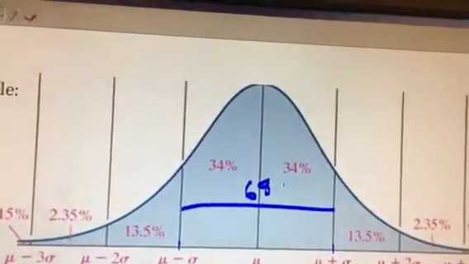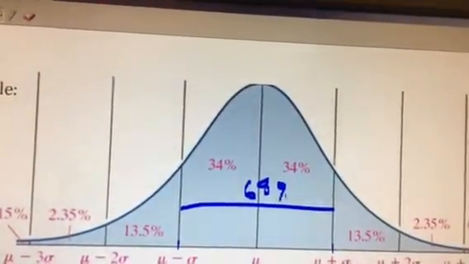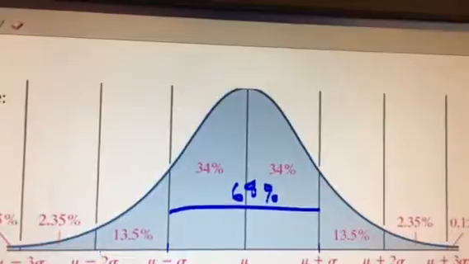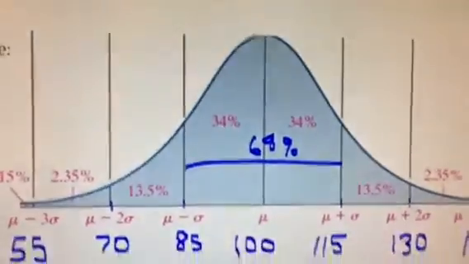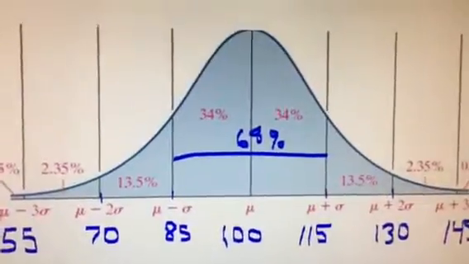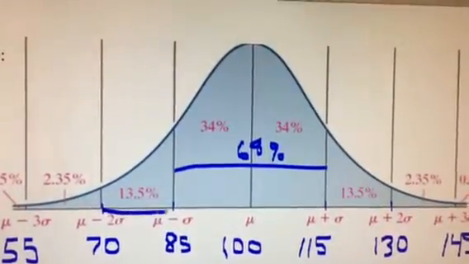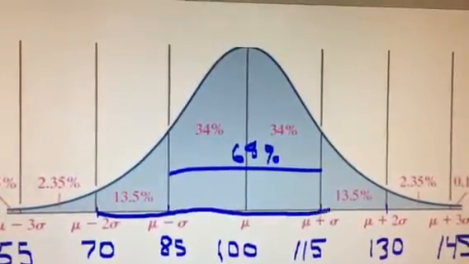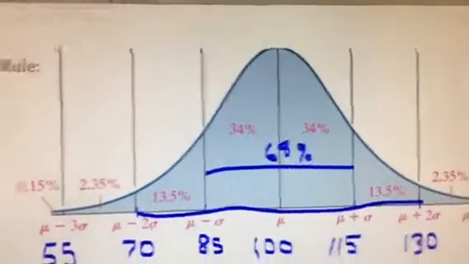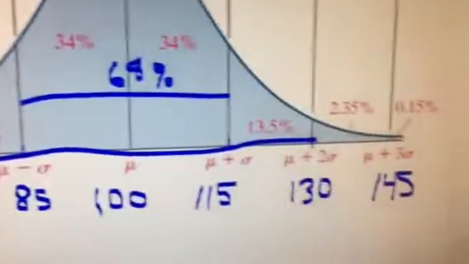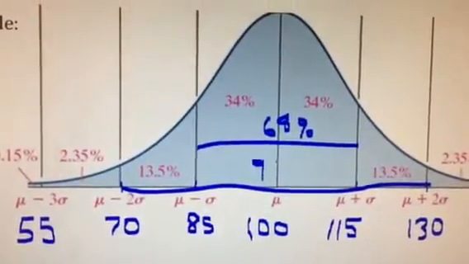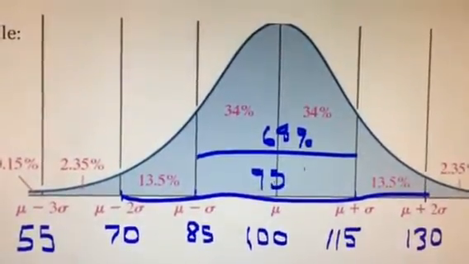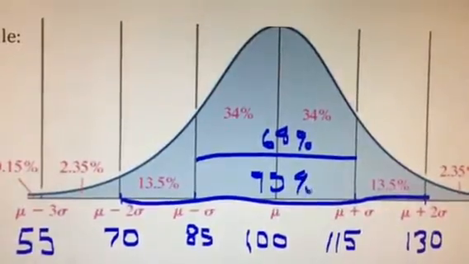Okay, the next one, notice from negative 2 to positive 2, this is one of the most important values. Negative 2 to positive 2 will be from here over. These are said to be usual values. That's from the negative 2 up to the positive 2. What happens is 95% of our values are within 2 standard deviations. That's a 95%. It's kind of hard to see.